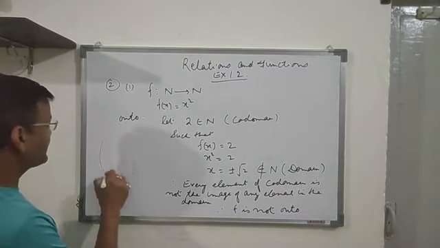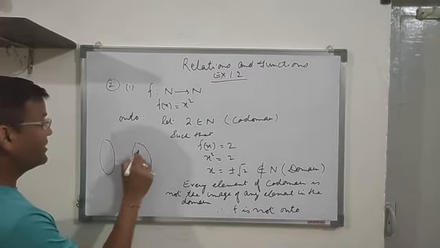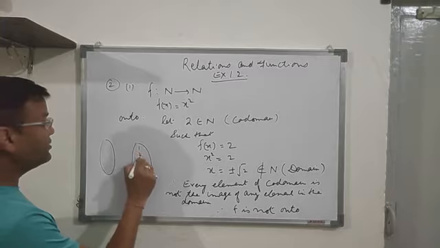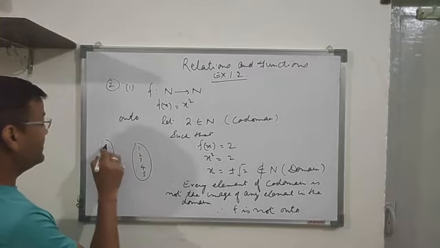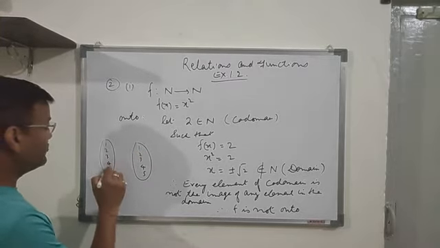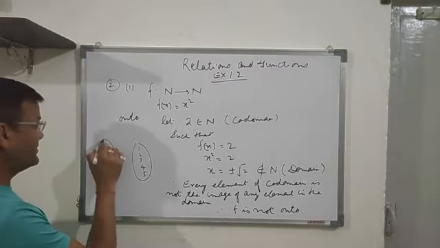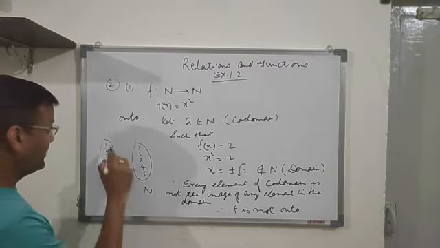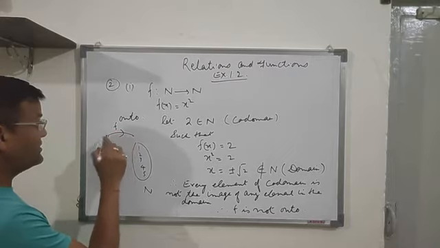You can see here, again I will explain it to you with the help of a diagram. The right hand side will be 1, 2, 3, 4, 5, and in the left hand side again 1, 2, 3, 4, 5 and so on, as it is the set of natural numbers. f is a function from this to this.